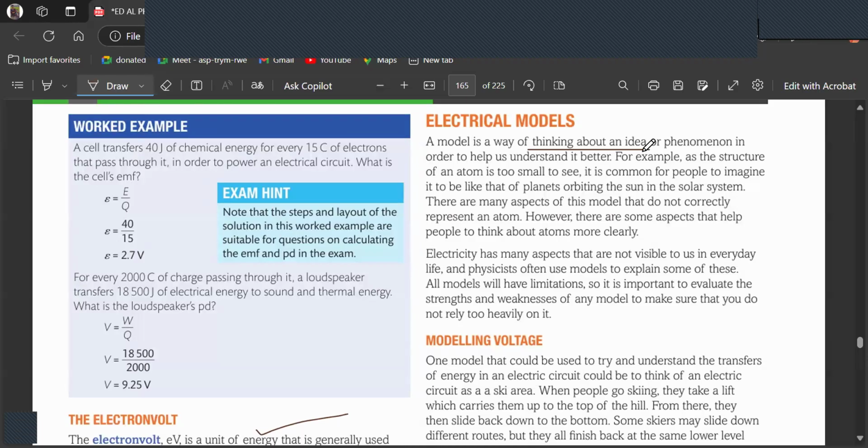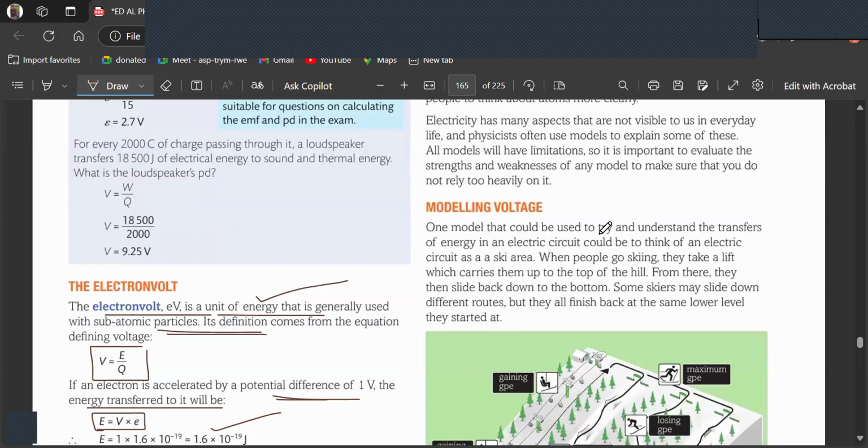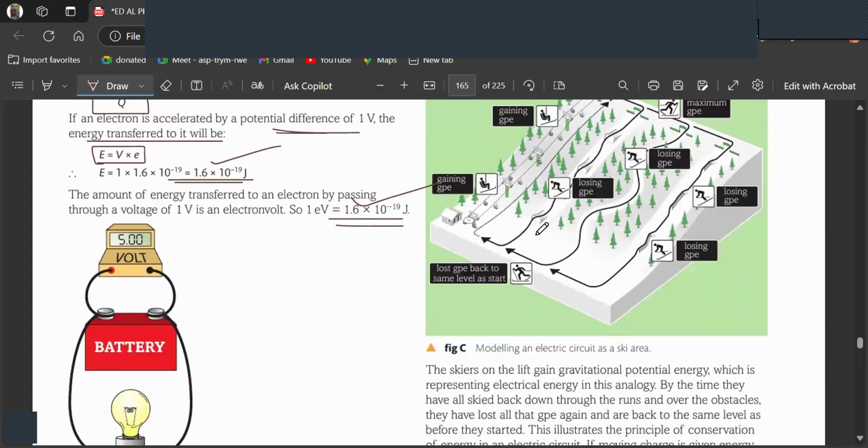Electricity has many aspects that are not visible to us in everyday life, and physicists often use models to explain some of these, and all models will have limitations as well. So, it is important to evaluate the strengths and weaknesses of any model to make sure that you do not rely too heavily on it. One model that you could use to try and understand is the transfer of energy in an electrical circuit. So, you should always know how to make an electrical circuit as well.